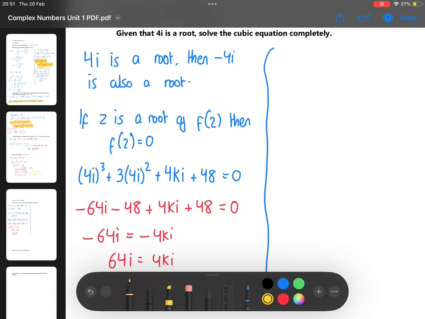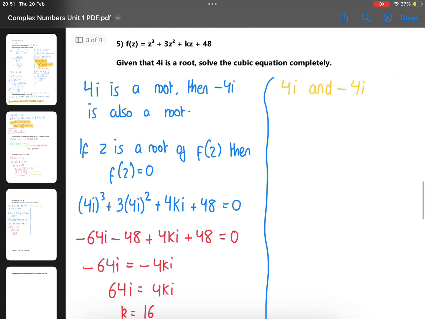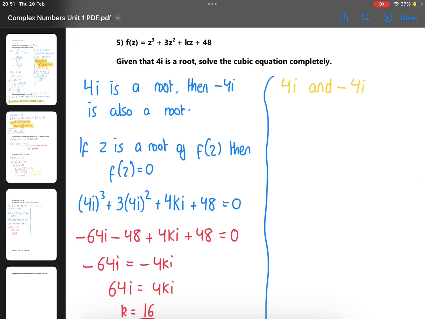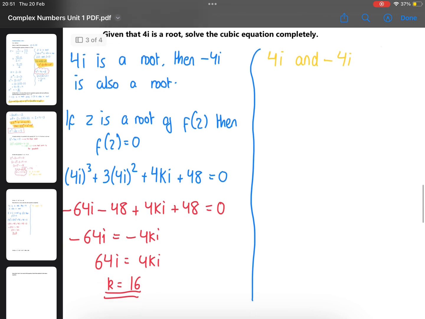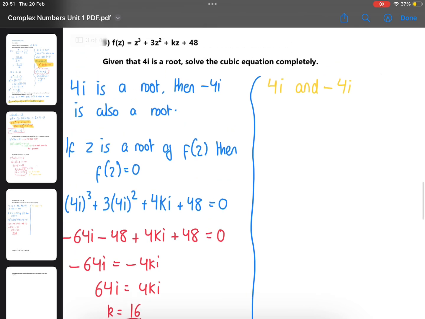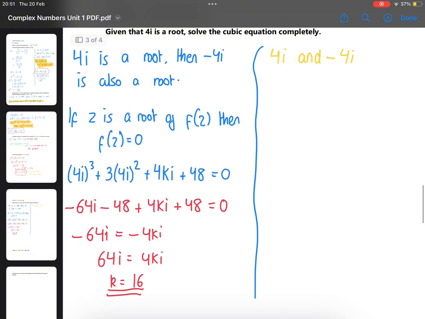So we need to find a quadratic which has the roots 4i and minus 4i. And then when we have that quadratic, we can divide our original cubic equation by that quadratic in order to get the final linear factor and extra third root, which should be real because we have two complex roots and therefore the last root must be real because they come in conjugate pairs.